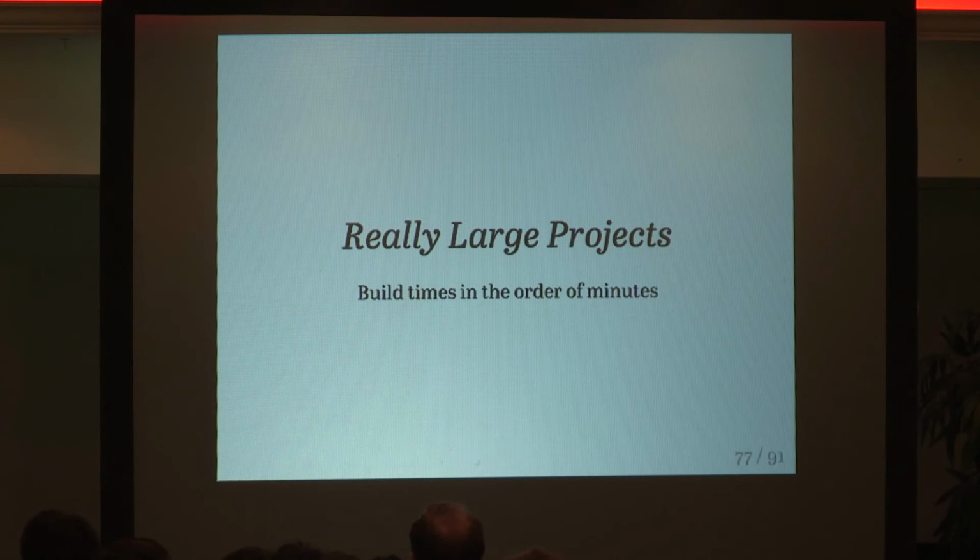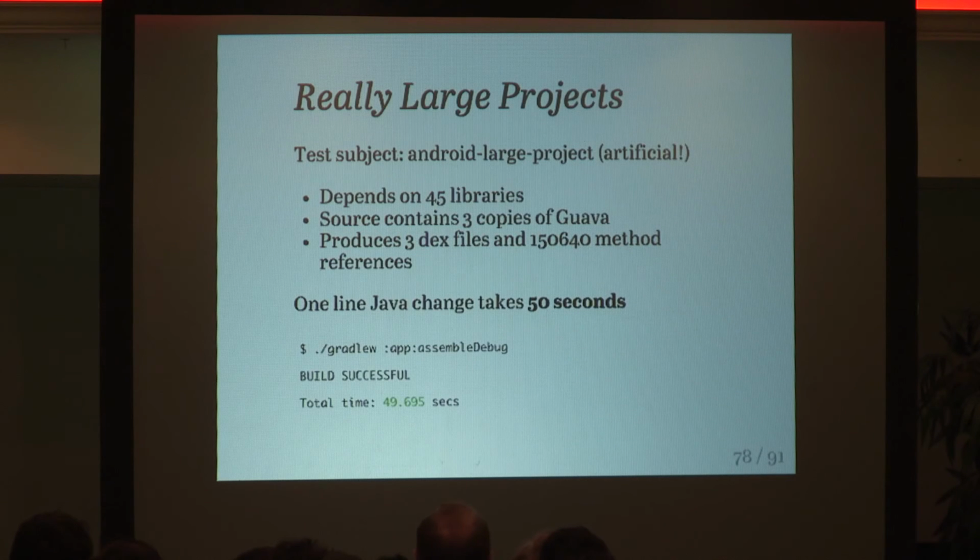I used to have access to some of these, but I don't really have access to any large projects anymore. And Iosched was pretty quick. It was 4 seconds, so it didn't cut it anymore. So I created an artificial Android large project. It has 45 libraries, like all of the Daggers and Retrofits and whatever is popular at this point. The source contains 3 separate copies of Guava in different packages. And when I just build it, it produces 3 Dex files and 150K method references. So it's way past the multidex barrier. And if I do a one-line Java change here, it takes 50 seconds, not 5. I wish it was 5.